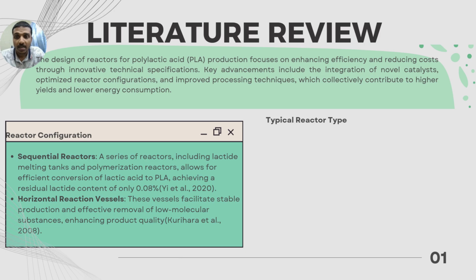Okay, next, reactor design and types. Reactor design focuses on efficiency and cost reduction. Common reactors include a batch reactor for small-scale ROP. ROP is ring opening polymerization, I will explain it later. Next is CSTR for steady large-scale production. Then twin screw extruder for viscous polymer, and also falling film reactor for lactic acid production.